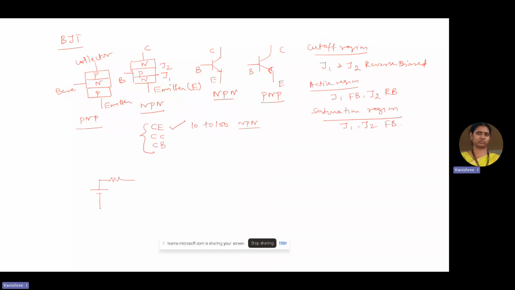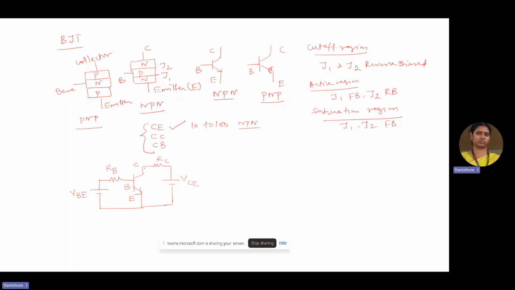so we have the base emitter voltage and we have the emitter terminal, and this is the NPN transistor and this is the base resistor. Then we have the collector resistance RC connected to the collector terminal. So this is the collector terminal, emitter terminal and the base terminal, and the voltage is applied across the emitter and the collector terminal.